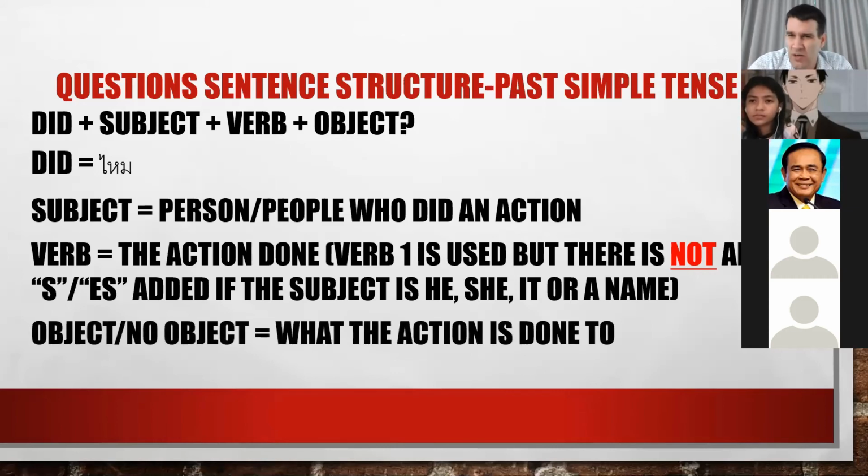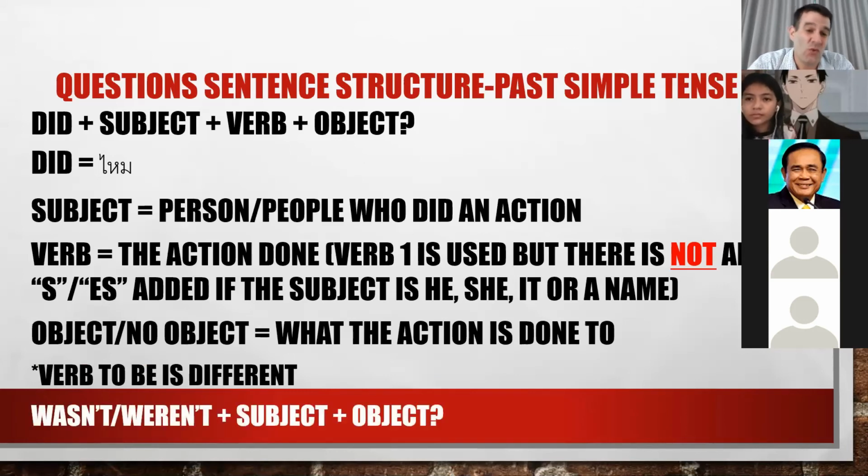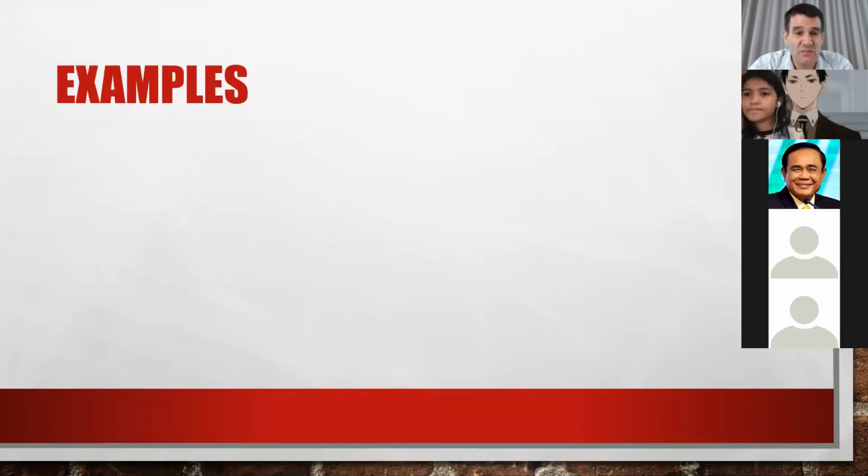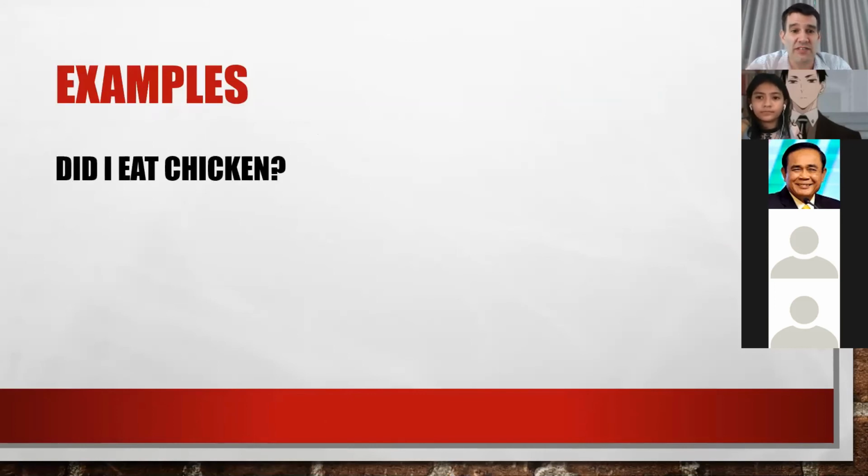And then if there is an object, write the object. Sometimes there is no object, so don't write an object. And again, verb to be is different. So wasn't or weren't plus the subject plus object. So for examples, I'll use the same examples to show you the difference.